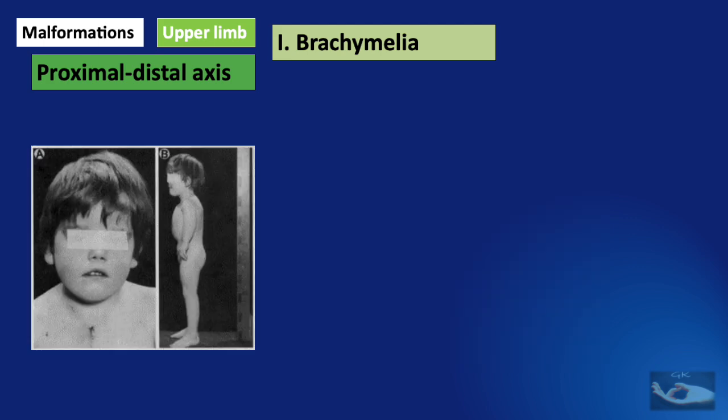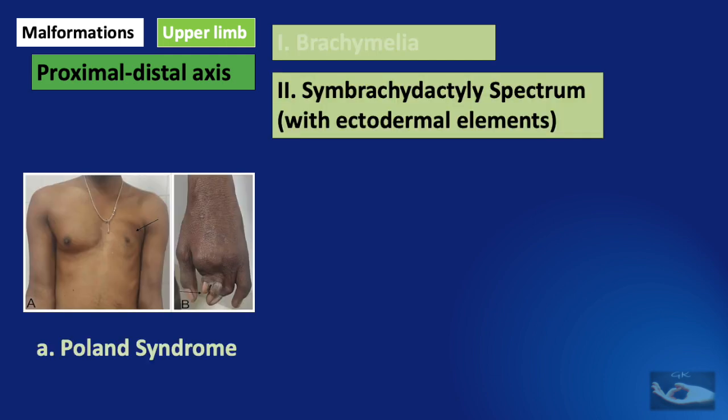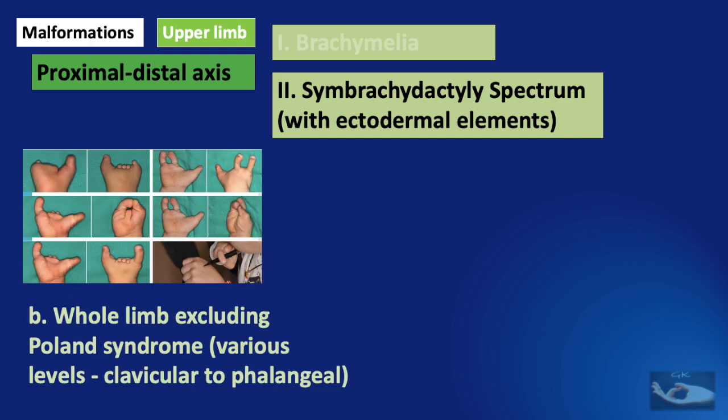triplication. The first category, that is brachymelia, refers to a shortened upper limb completely, as occurs in the syndrome called Robinow syndrome. The second category of symbrachydactyly spectrum with ectodermal elements is seen in the Poland syndrome, or it can be seen with whole limb involvement excluding Poland syndrome, that is, at various levels from the clavicular level to the phalangeal level.